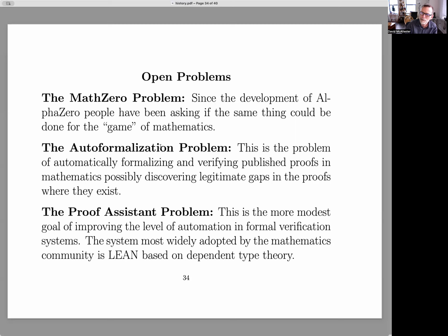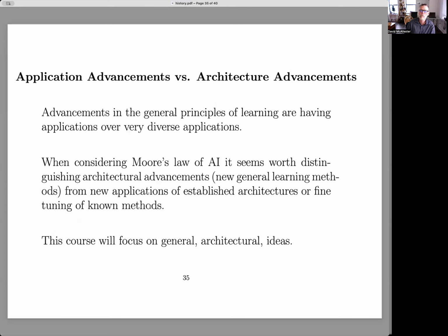A simpler problem is auto-formalization, reading mathematics papers and translating them into formal notation. And that's related to the proof assistant problem. Can you build a system that's just an assistant to mathematicians, that can crank out low-level details that are tedious for the mathematician to do? Automated mathematics remains challenging. We haven't had a lot of progress on automating mathematics.